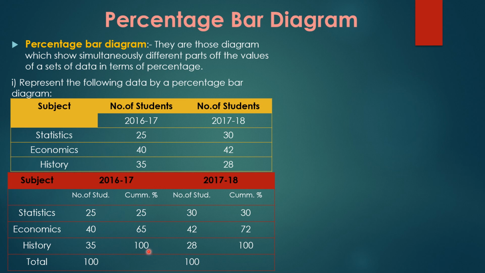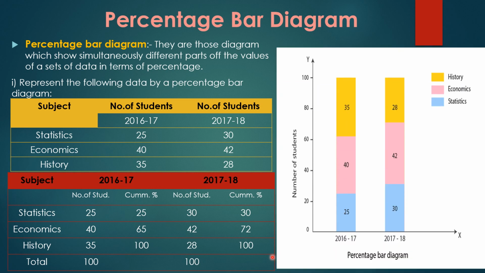In the same way we will do the next one, 2017-18. The number of students, all the numbers, will be noted from the question. We'll do the totaling. It will always come as 100 only because we have to present in the form of percentage. And cumulative we will calculate, so it will be 30, then 42 plus 30, 72, and then 28 plus 42 plus 30, 100. This table we have to make by ourselves from the question provided.